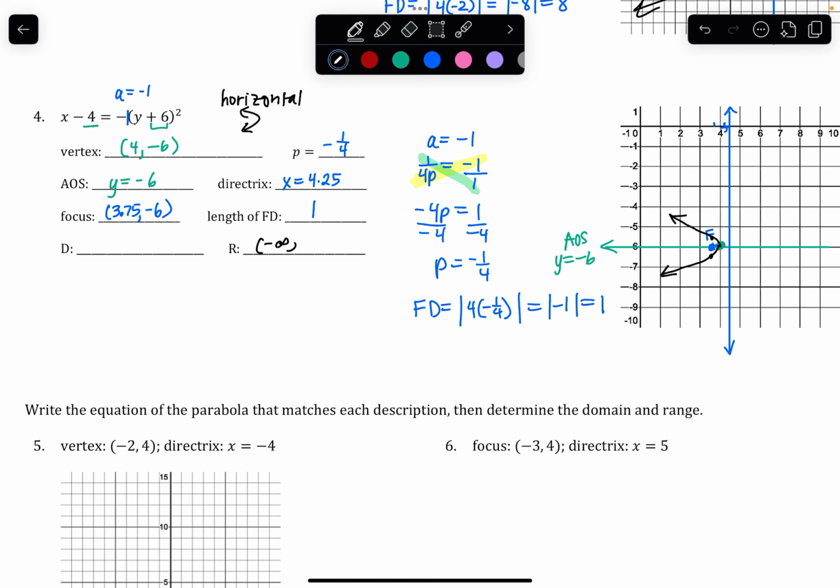Range is -infinity to +infinity because we're going up forever and down forever as it goes to the left. Our domain is going from -infinity and gets stopped at the vertex, which is 4, with a bracket.